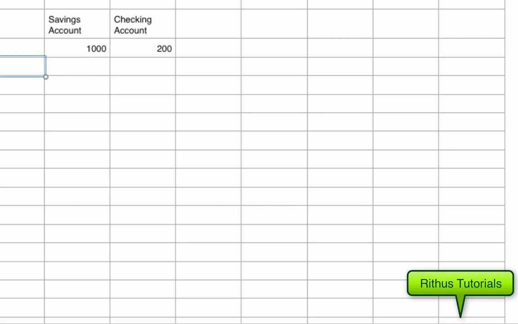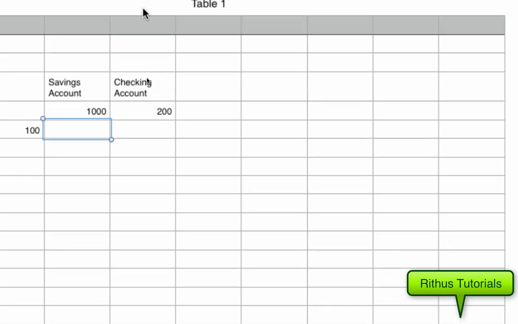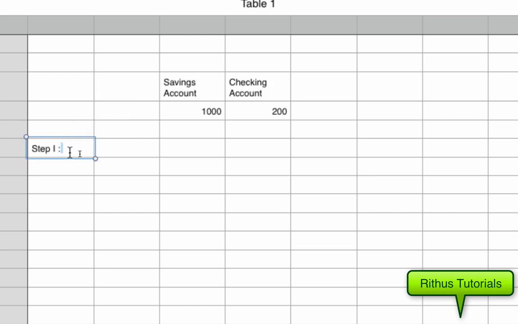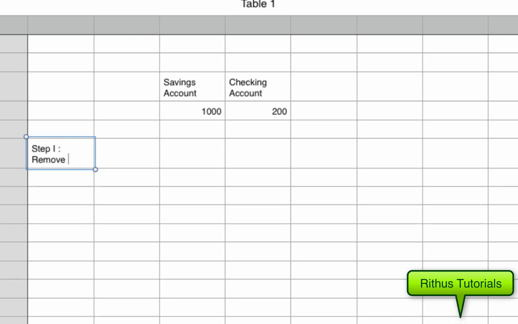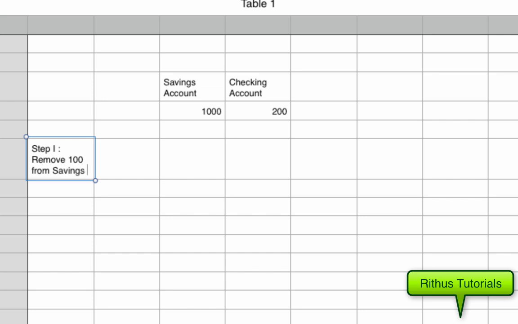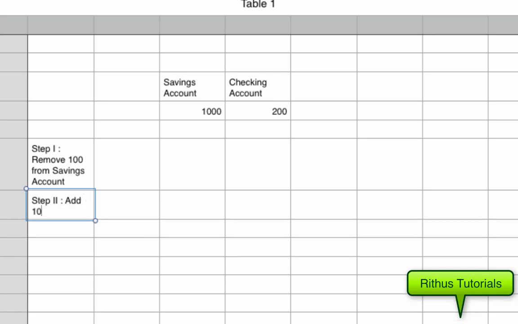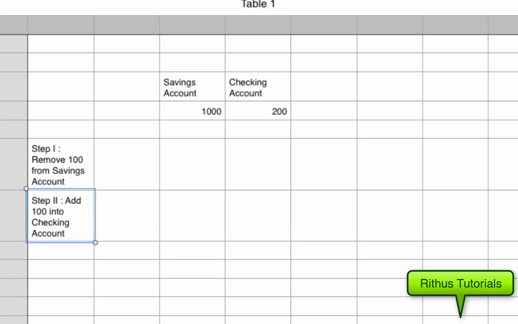If I want to transfer $100 from my savings account to the checking account, the expected output would be 900 here and 300 here. That's the expected thing, but usually this is not done in a single step. When I write a program for this, it would be done in two steps. Step 1 would be to remove 100 from the savings account, and step 2 would be to add 100 into the checking account.